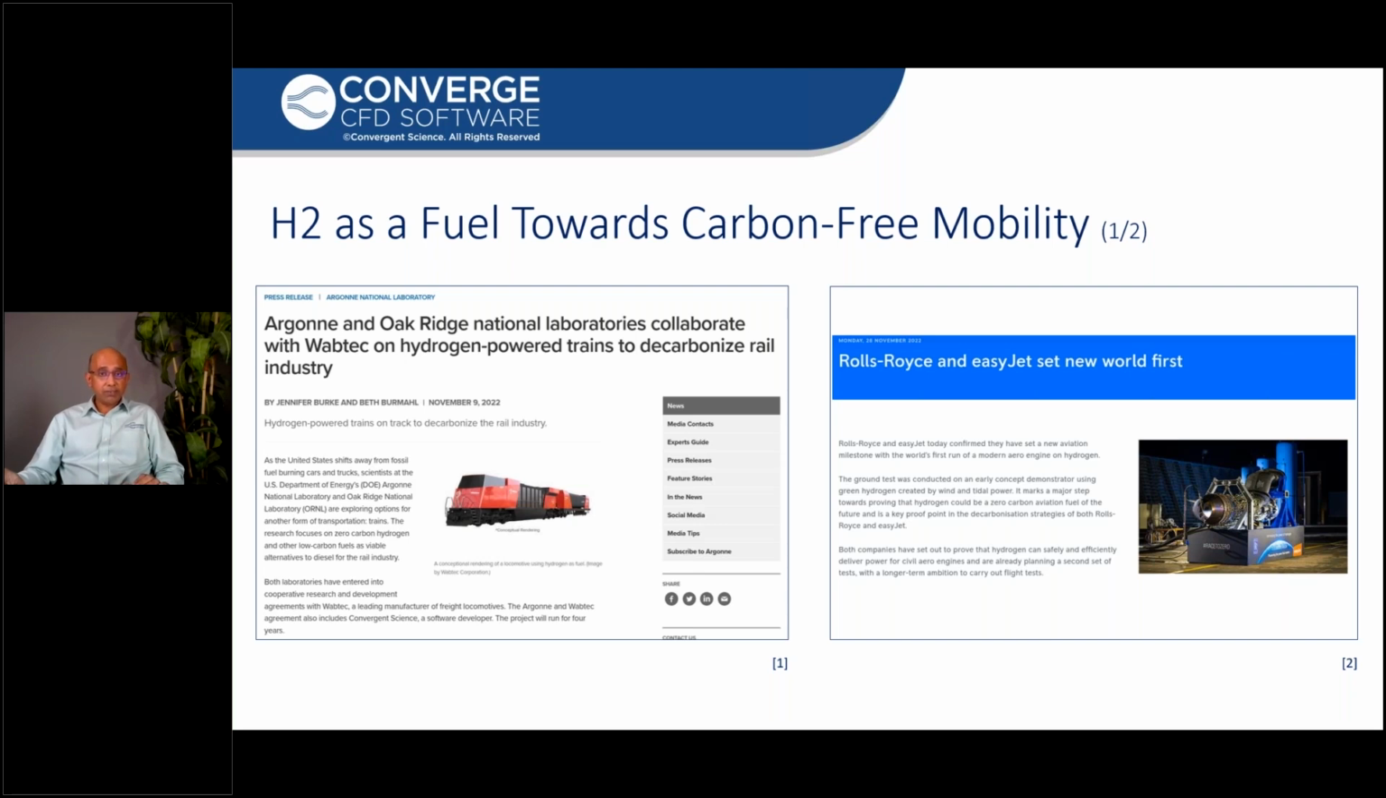The figure on the right-hand side of the screen shows an excerpt of the press release from Rolls-Royce. According to this press release, Rolls-Royce and EasyJet have successfully ground tested an aero engine with hydrogen produced by wind and tidal power. It marks a major step towards proving hydrogen could be a zero carbon aviation fuel for the future. Both companies have set out to prove that hydrogen can safely and efficiently deliver power for civil aero engines, and are already planning a second set of tests with a longer-term ambition to carry out flight tests.